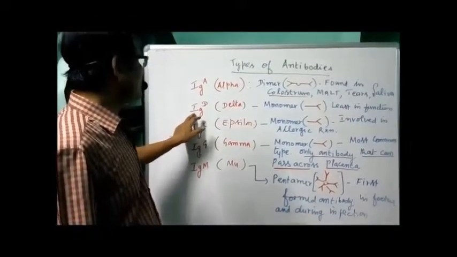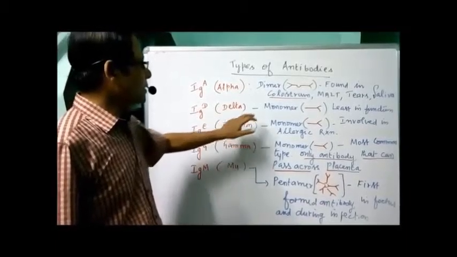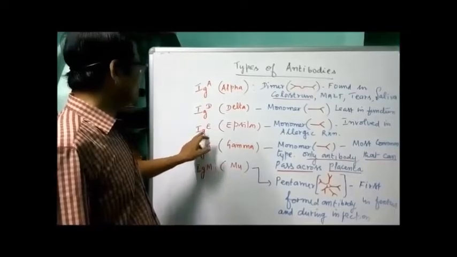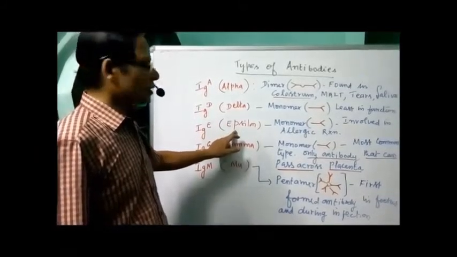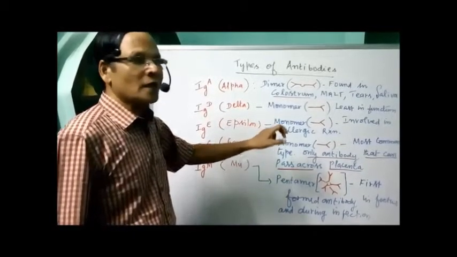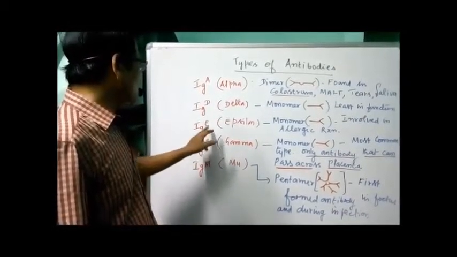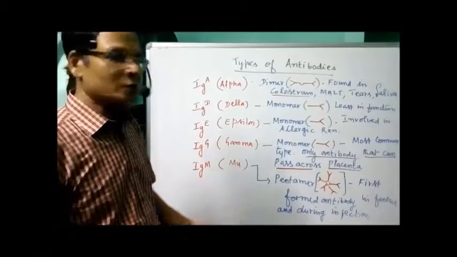The second one, delta, IgD. It is also a monomer, with a placed function. Then the third one, IgE, epsilon. It is a monomer, involved in allergic reactions such as asthma, and also involved in inflammatory responses.